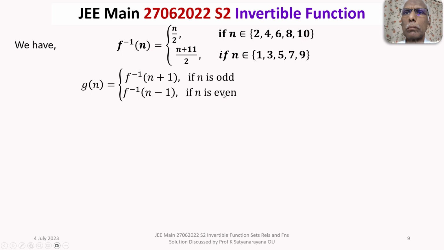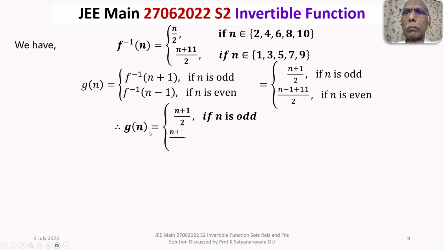When n is even, n minus 1 is odd. When n is odd, f inverse is (n plus 11) by 2. So that means (n minus 1 plus 11) by 2. The above one, (n plus 1) by 2. So that will be equal to (n plus 1) by 2 if n is odd, (n minus 1 plus 11) by 2 if n is even. So n minus 1 plus 11 is n plus 10 by 2. So g of n is (n plus 1) by 2 if n is odd, and g of n is (n plus 10) by 2 if n is even.